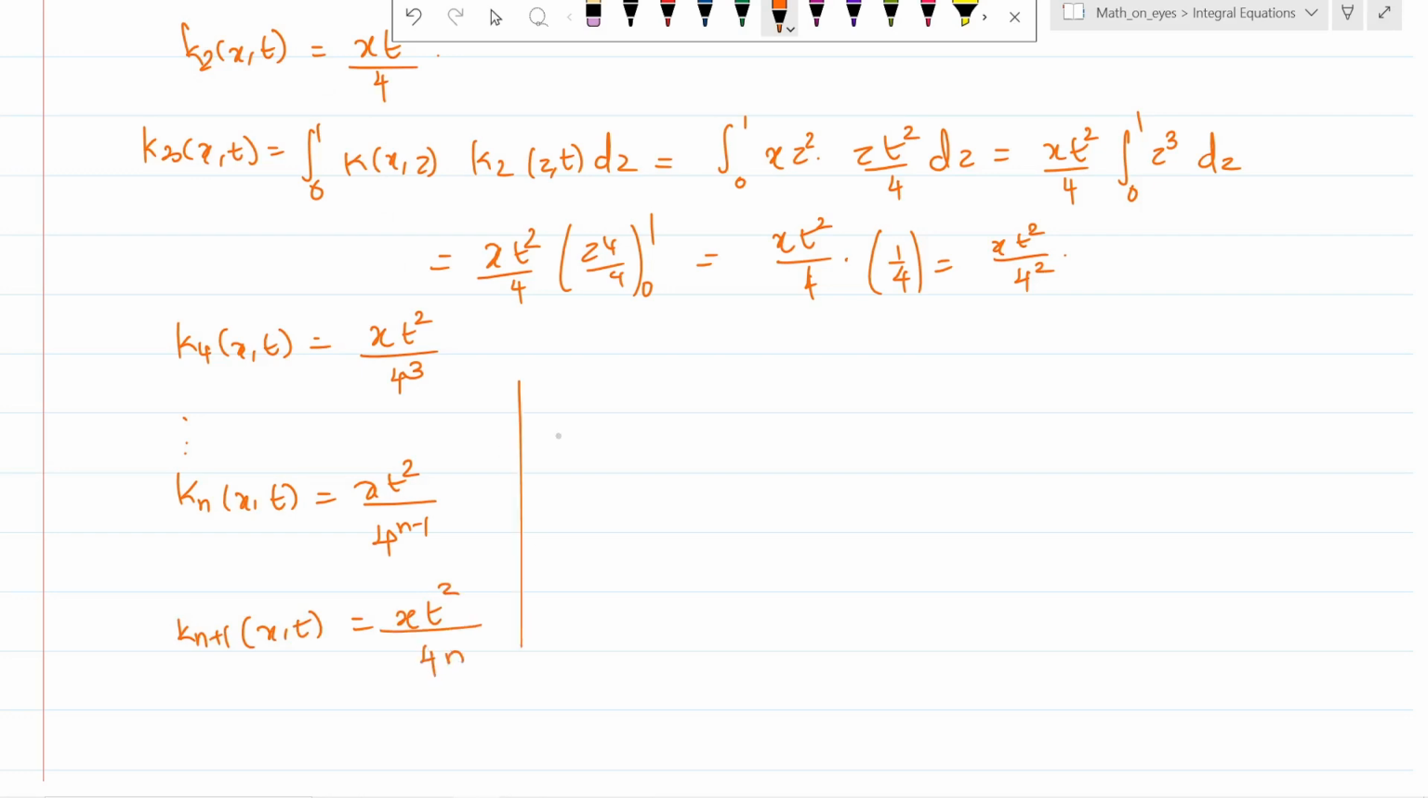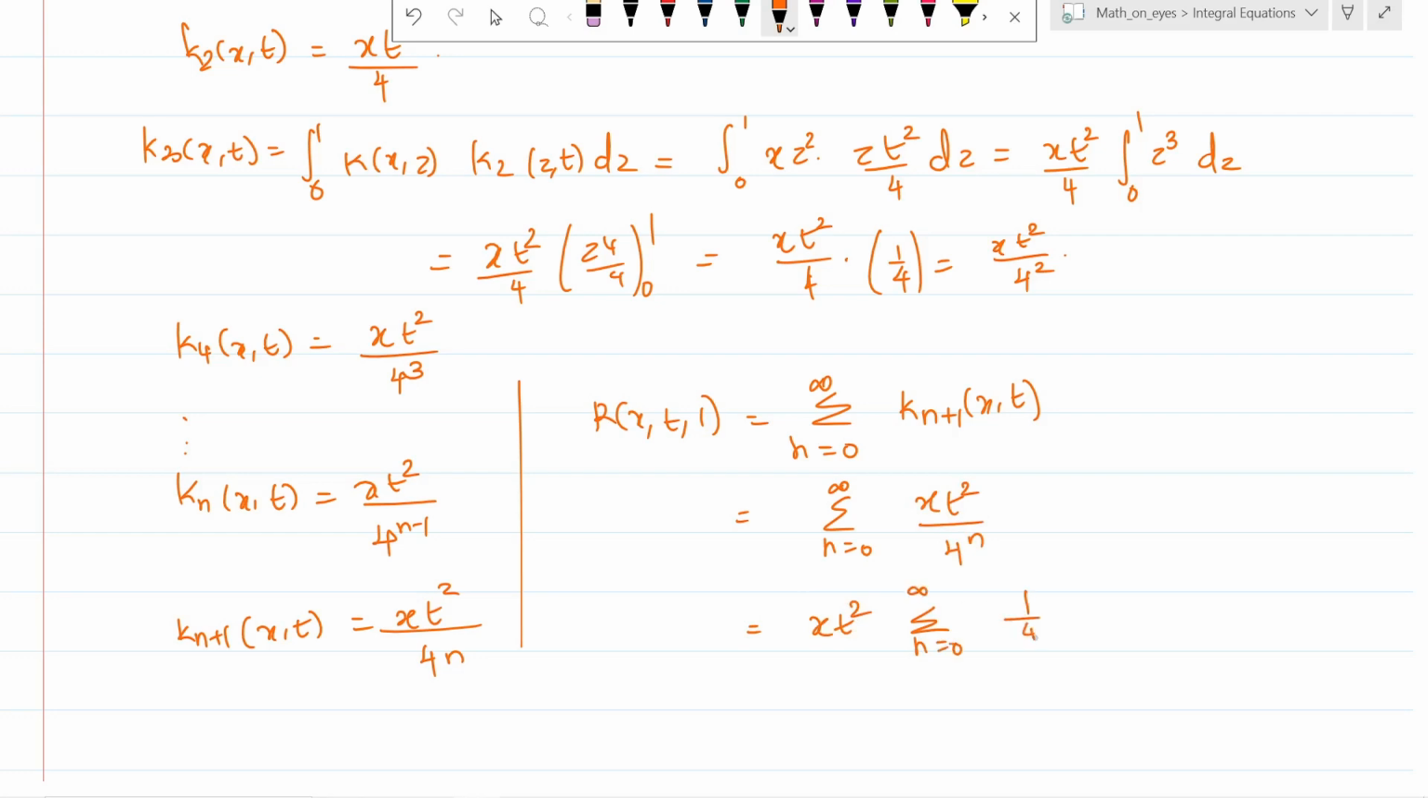Now we will find the resolvent kernel r of x comma t comma 1 is equal to summation n is equal to 0 to infinity. What is our lambda? Lambda is 1. So we'll be left only with k n plus 1 of x comma t, and that is equal to summation n is equal to 0 to infinity xt squared divided by 4 to the power n. So that is equal to xt squared, which can be taken outside, summation n is equal to 0 to infinity 1 by 4 the whole power n.